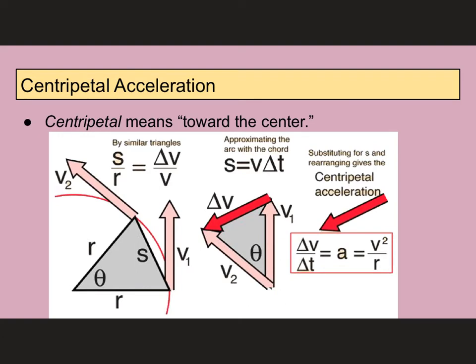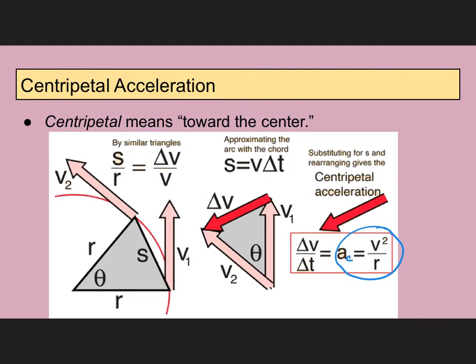Now, if we look a little bit more closely at our velocity vectors, we can work through our derivation for finding the acceleration. You don't necessarily have to know how we get to our final equation, which is that the centripetal acceleration is equal to v squared over r. But I think it's interesting and worth taking a minute to look at.